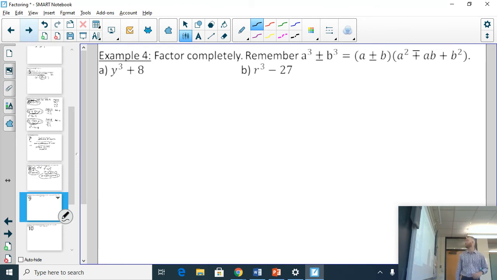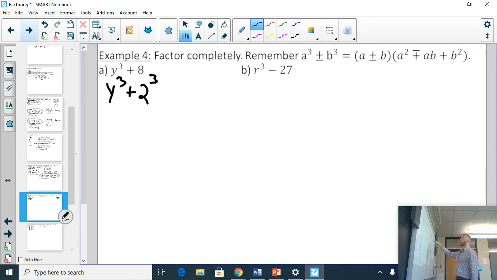All right, factor completely. Remember our sum and difference of cubes, and this will be a good one to go over. So here we have y cubed plus, and then that 8 is 2 cubed, right? 2 times 2 is 4, times 2 is 8. And that'll help us here. So our a is y and our b is 2.